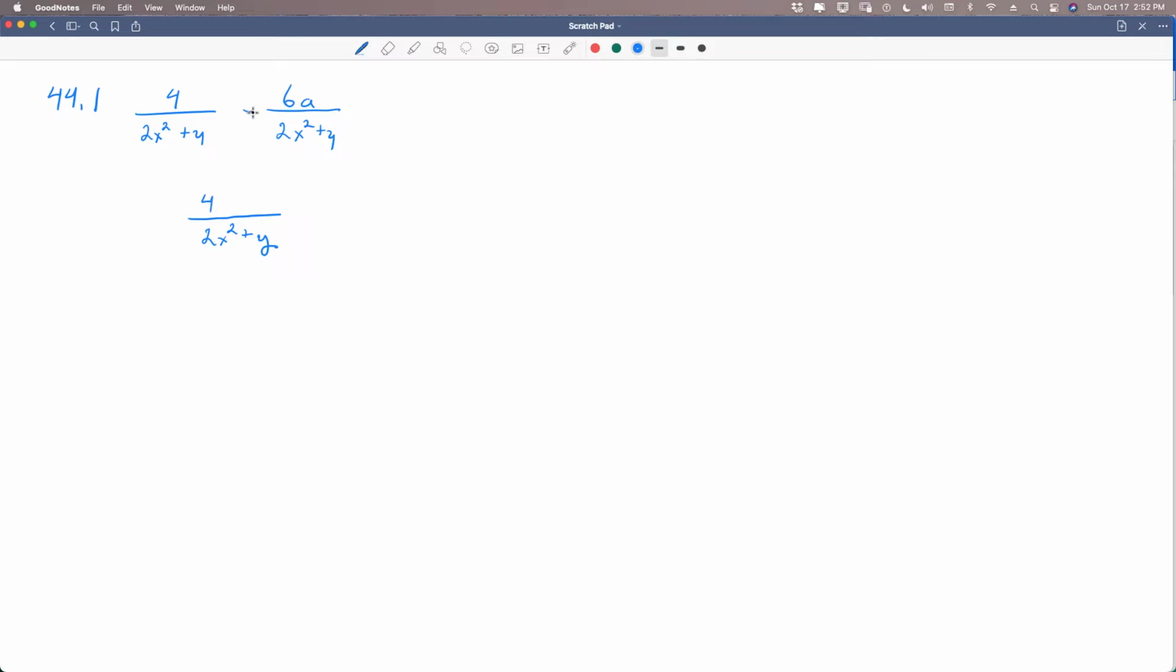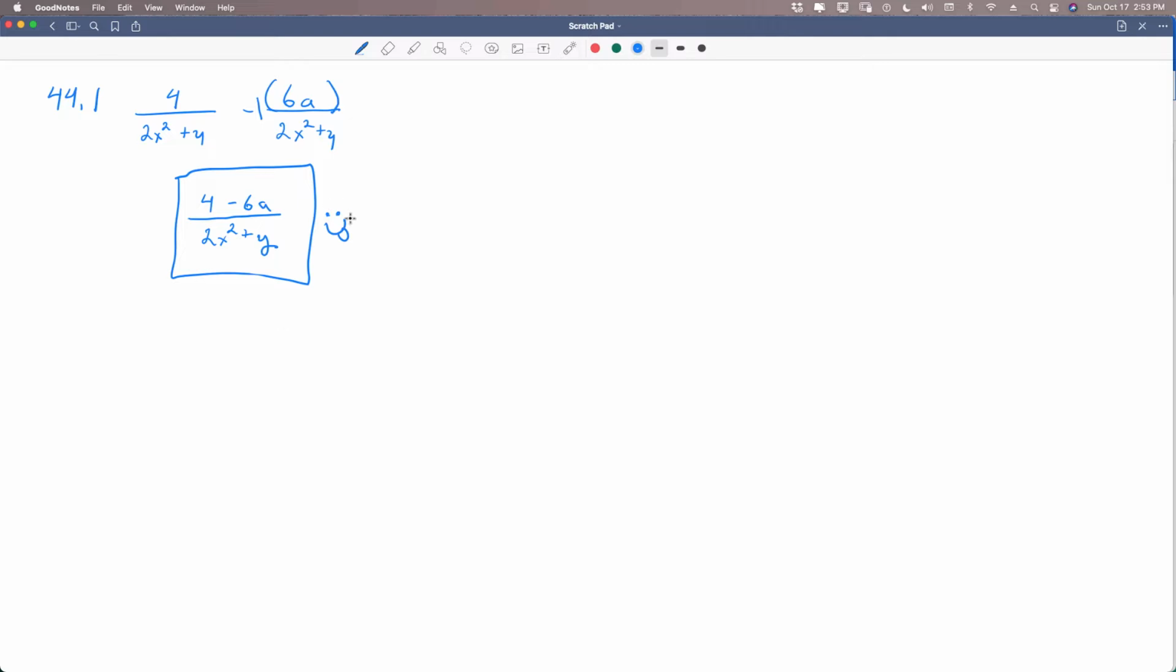So when you have a negative here or a minus sign here, we pretend that's a -1, and we multiply it by whatever is on top of this following fraction. So negative 1 times 6a is going to be negative 6a. So our answer is 4 minus 6a over 2x squared plus y.